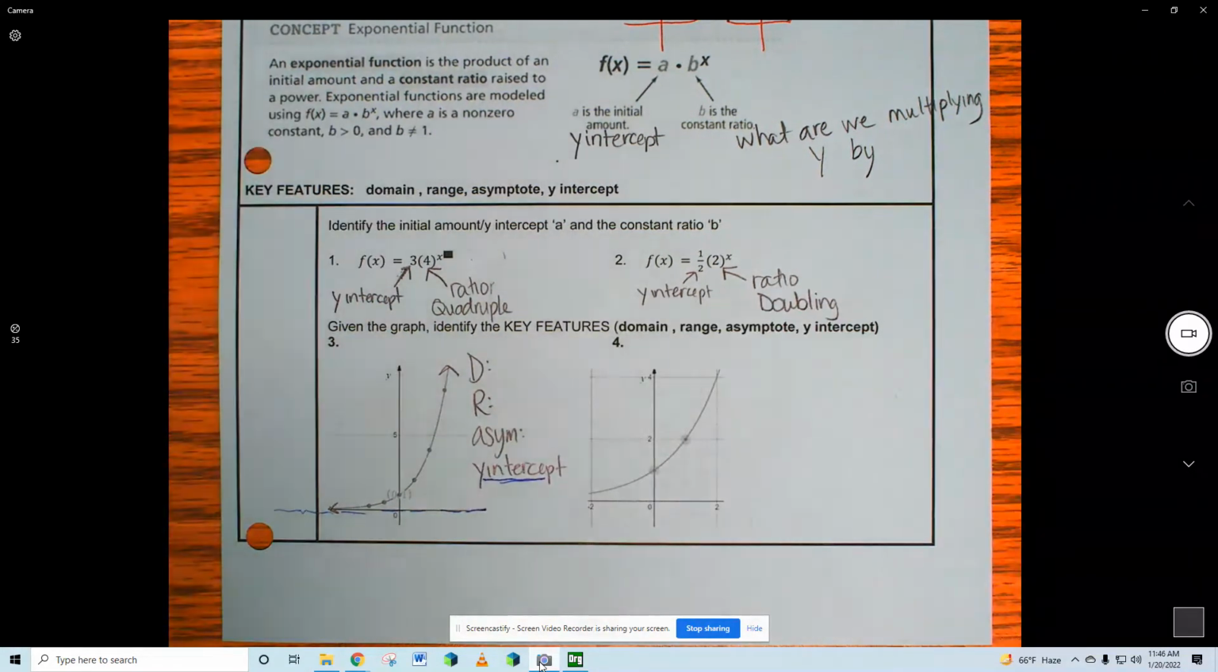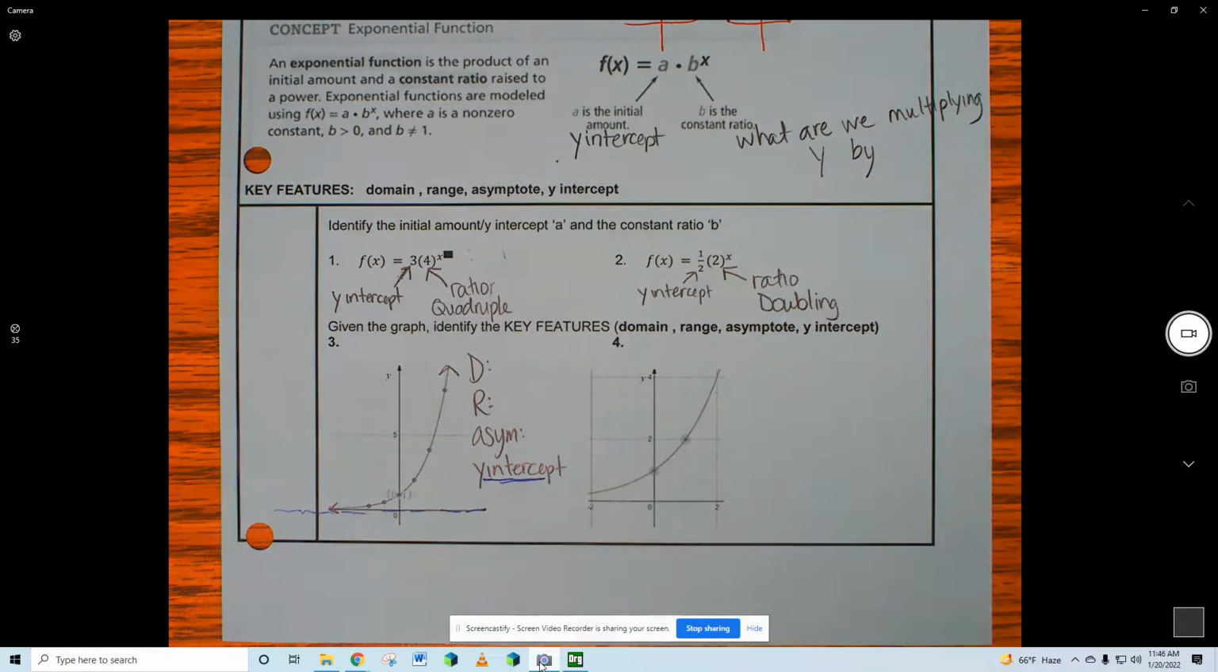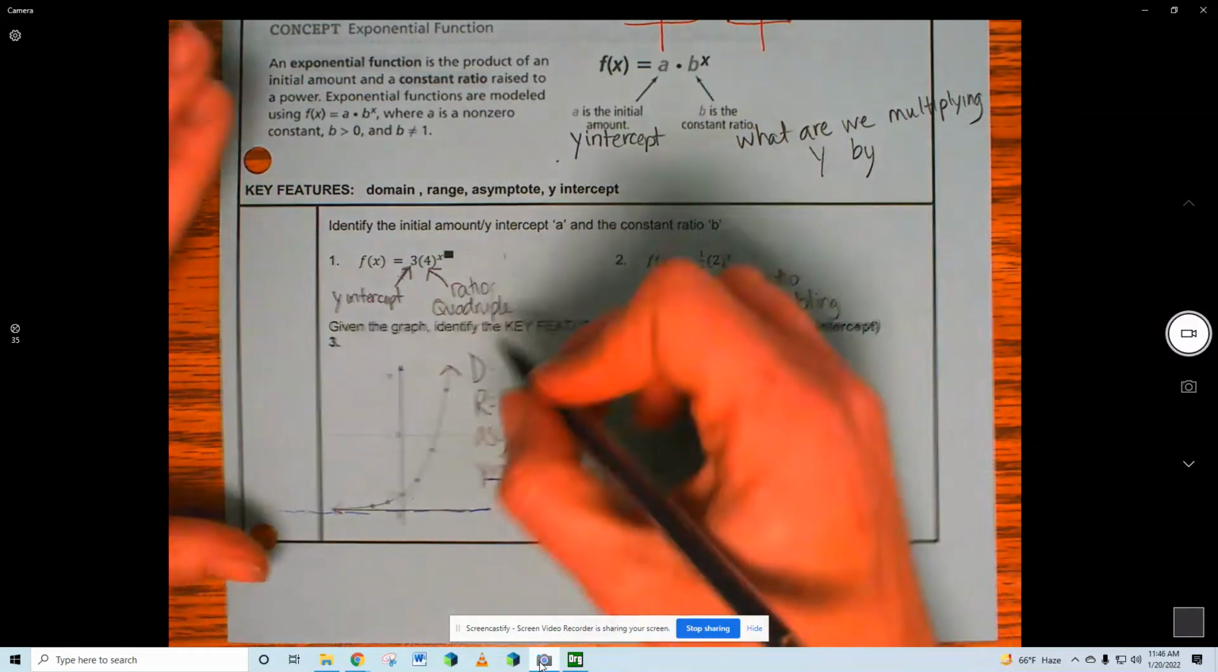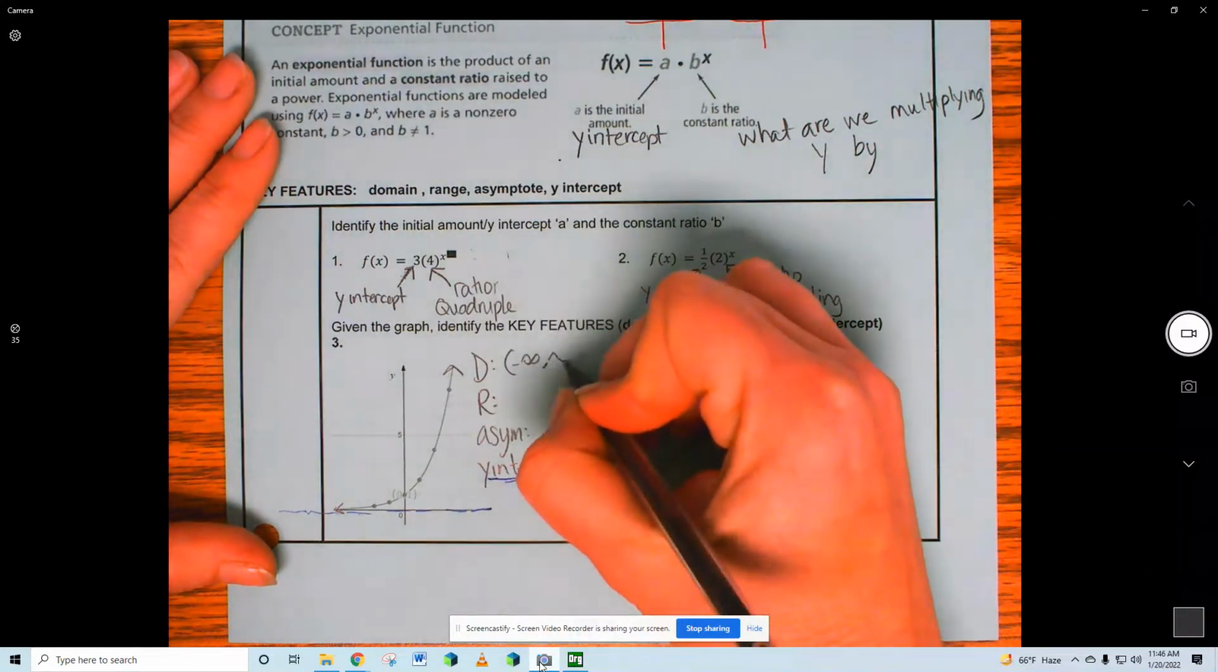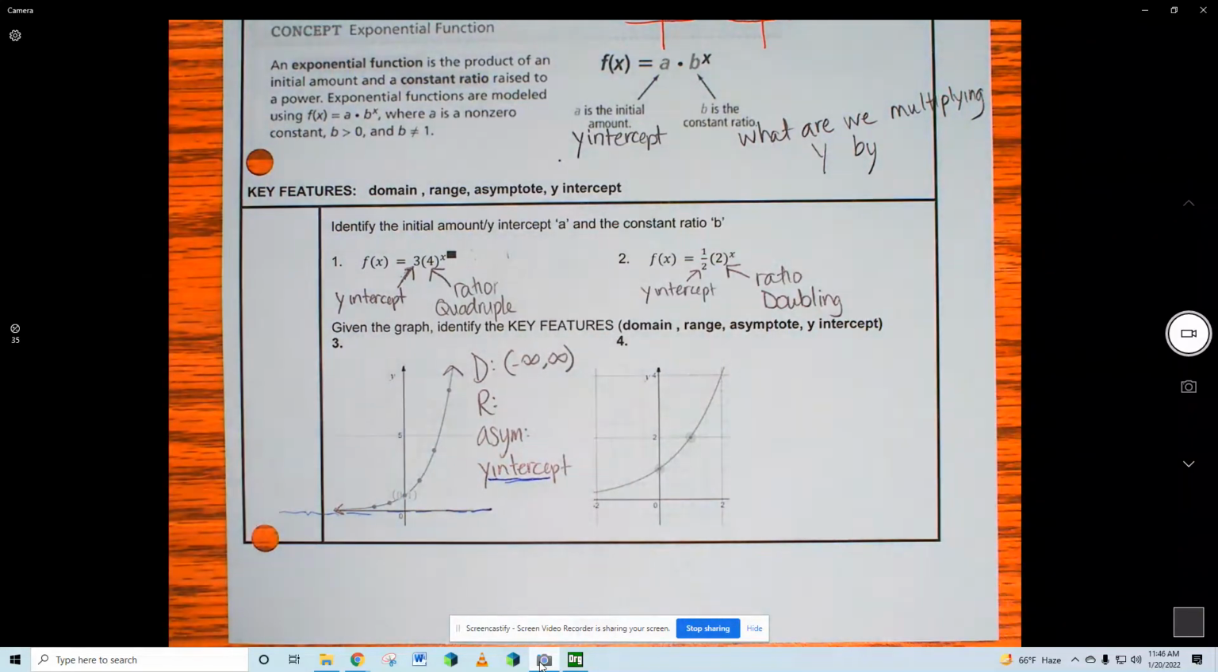Okay. Domain, left to right. Where does my line appear? It's going to go forever negative, so that would be here, negative infinity. And it goes out up to the right, but that's going to eventually hit positive infinity way over here. All real numbers. Negative infinity, positive infinity.